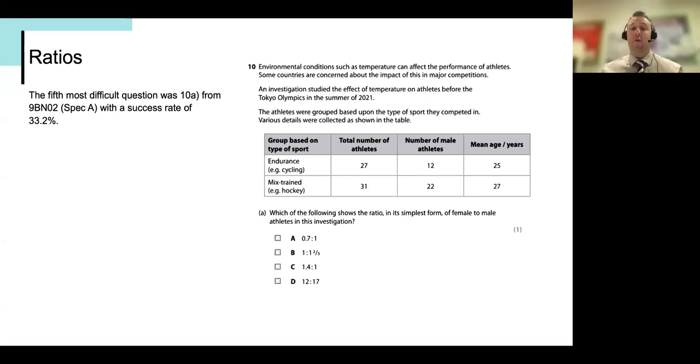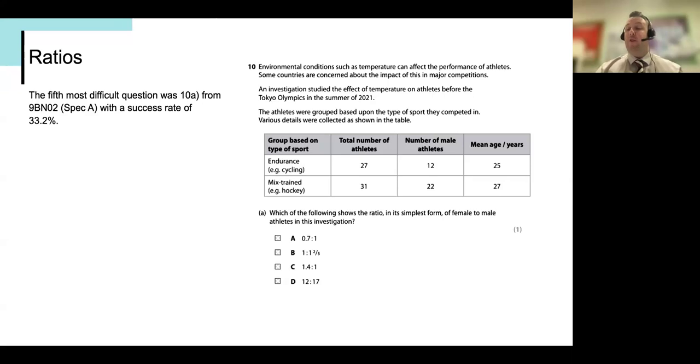Another example here of ratios. This was the fifth most difficult question. This was from specification A, paper 2. The success rate, a little bit better with this one. The success rate was 33.2% for this particular question. It was question 10A. Again, it's an application to a context, to a scenario. I'm not going to read through all the details of the question, but they had to do a couple of things in this question. They had to do more than just work out the ratio.